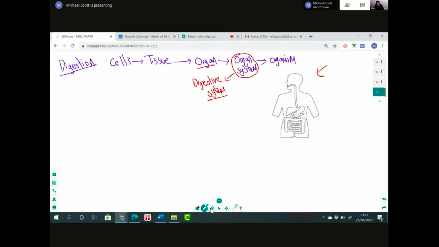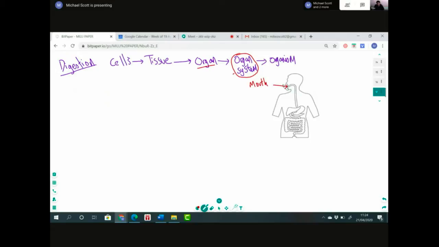So I'm just going to rub this part out so we've got some space. If you take a look at the diagram here, we always start the digestive system in the mouth. The mouth is where the food is mechanically broken down, typically by teeth. We add saliva to that food, and that makes it easier to swallow.